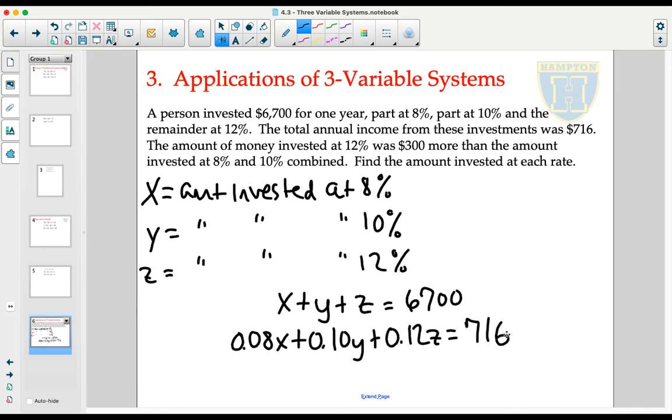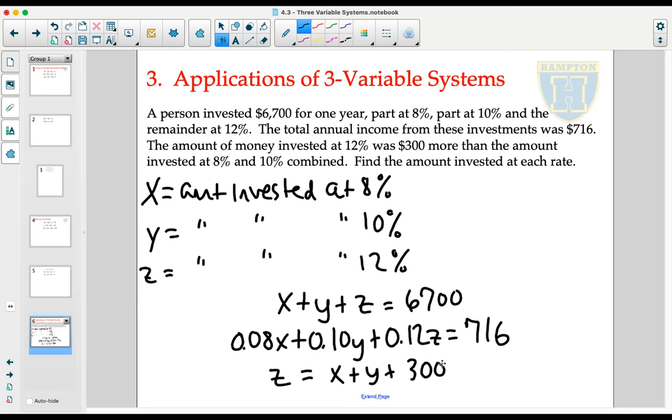The last piece comes from the last part of the question. The amount of money invested at 12% was $300 more than the amount invested at 8 and 10. Translating that into an equation, the amount invested at 12% was $300 more than the amount invested at 8% and 10% combined. Now, it's clear that this last equation is not written in the form that we would like.